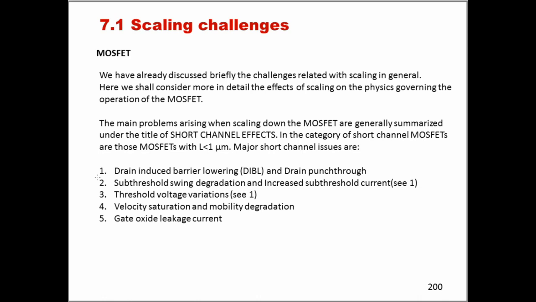And the major problems that arise when we deal with the short channel transistor are those 5 that I've written down here. So we will discuss the drain induced barrier lowering and the drain punch through, subthreshold swing degradation, and increased subthreshold current. This is also related to point 1. Threshold voltage variations. This is also related to point 1. Velocity saturation, mobility degradation, and gate oxide leakage current.